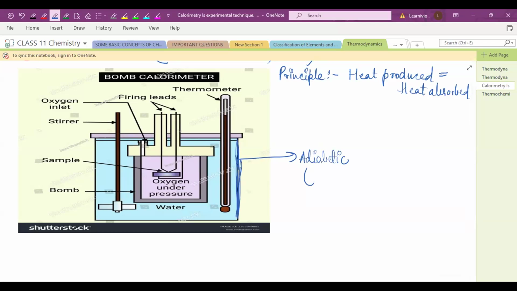Thermal conductivity is not allowed, meaning the internal heat change will not transfer outside. It will not go outside because the wall is adiabatic. There will be no transfer of heat outside the wall, outside this container. So this setup has an adiabatic wall.